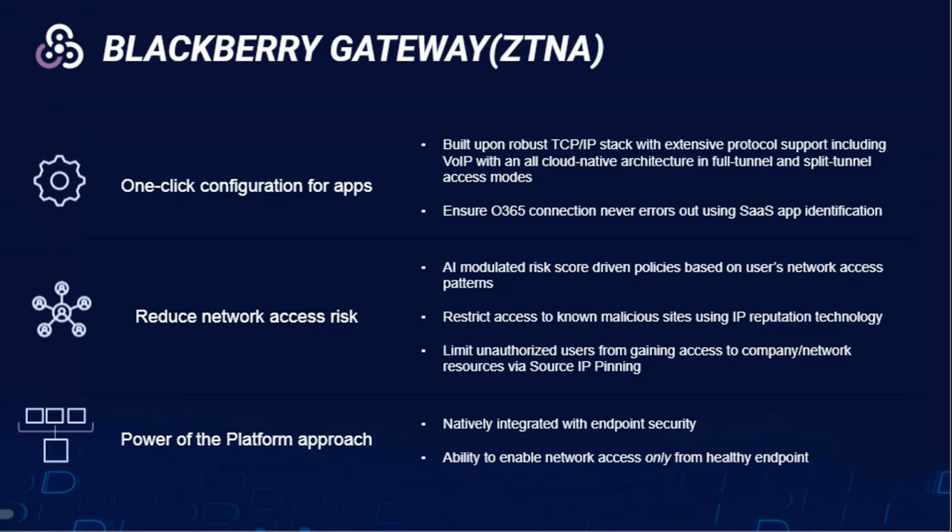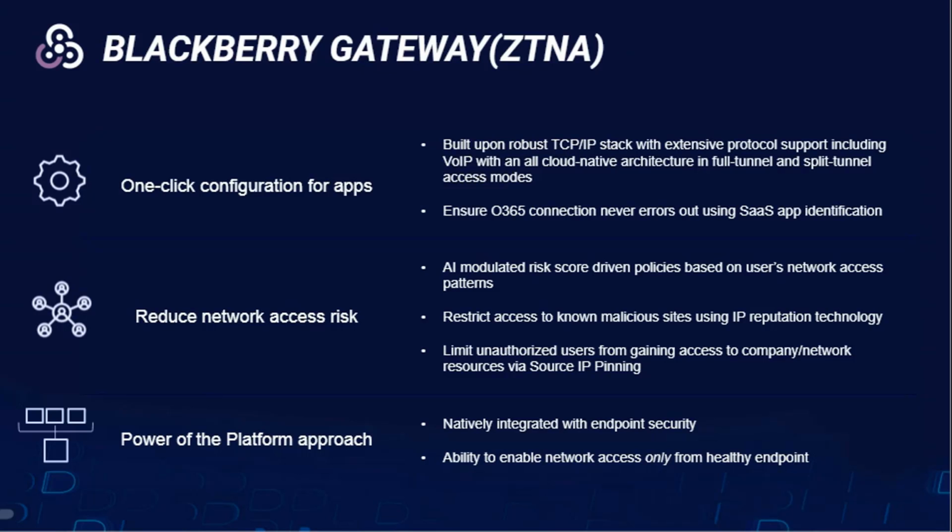The middle part, reducing the network access risk. This is the core benefit of BlackBerry Gateway. We've talked about the AI modulated risk score driven policies. You initiate that access request from healthy devices only, from the endpoints, and then you establish access to applications only and not the entire network. So you're reducing the attack surface that way and limiting the lateral movement as well.